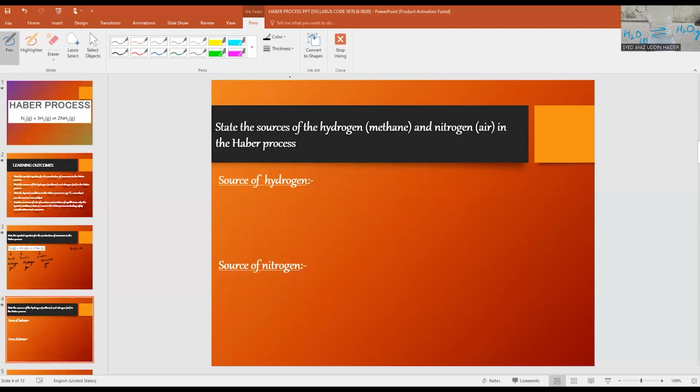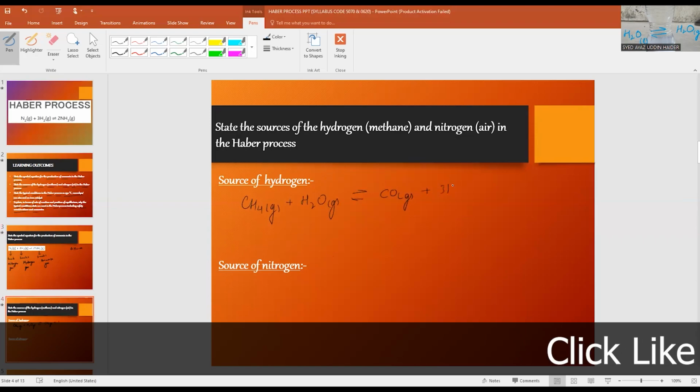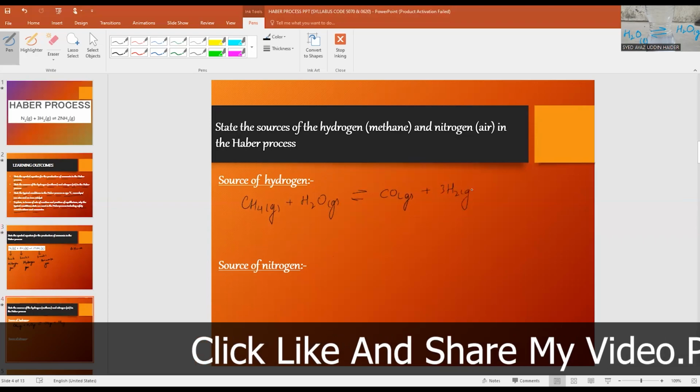Hydrogen is obtained from methane. The process involves heating the methane gas with steam at high temperature and nickel as catalyst. It's an endothermic reaction and the methane molecule breaks up to give carbon monoxide and molecular hydrogen. Here's the equation. CH4 gas plus H2O gas gives CO gas plus 3H2 gas.